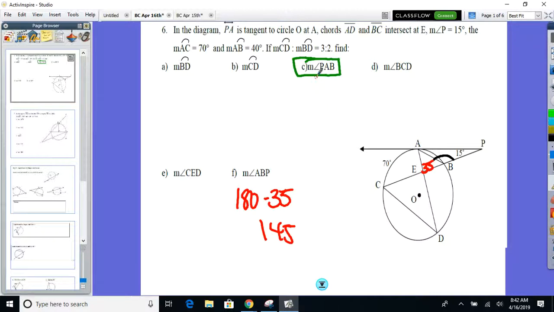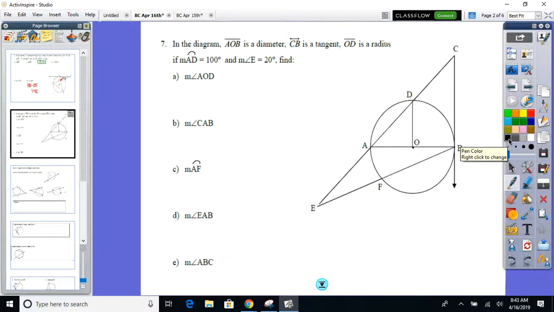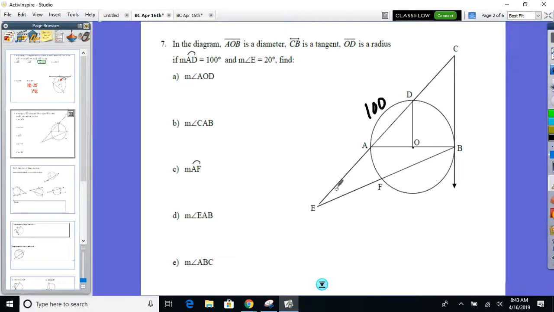More questions we got to go over. I was a little worried about one of the questions here. Yep. Thank you, Dewey. How'd you find C, everybody? That's what I would like to know, other than from the answer key. How'd you find C? AD 100, angle E 20, finding AF. Okay, all right. Well, here you go. That was 80. That's a diameter. It creates a semicircle.